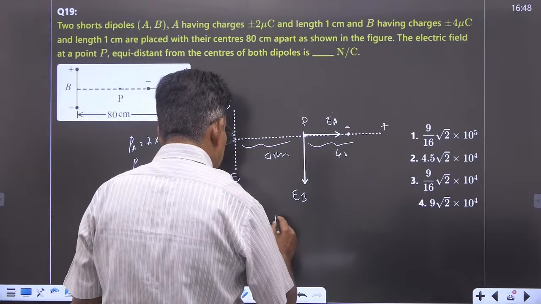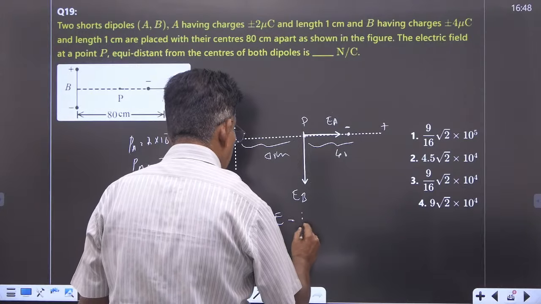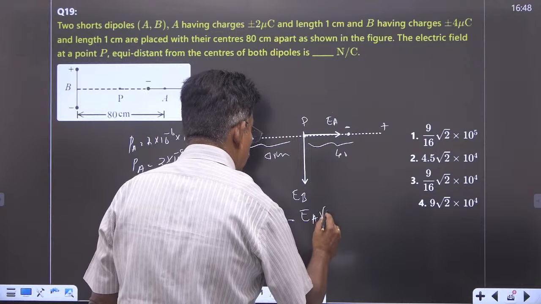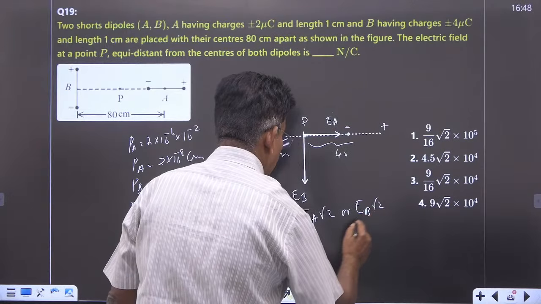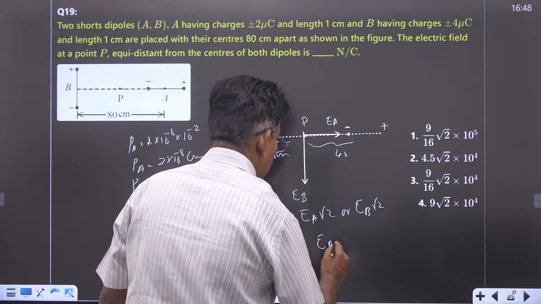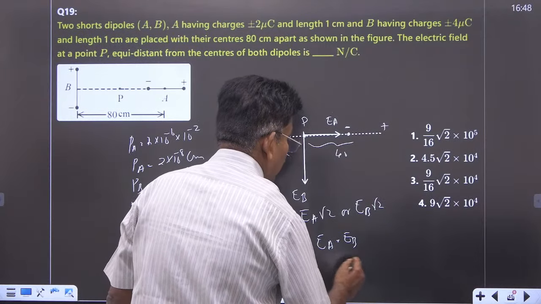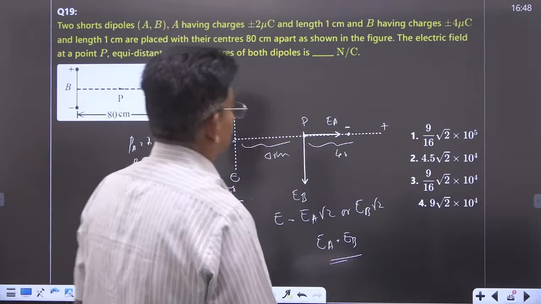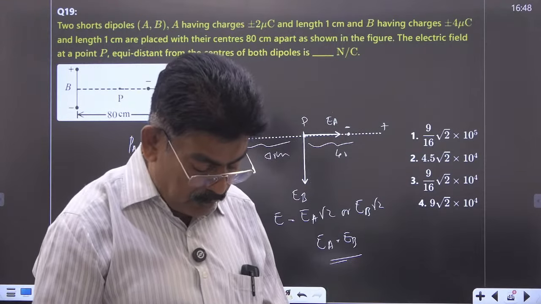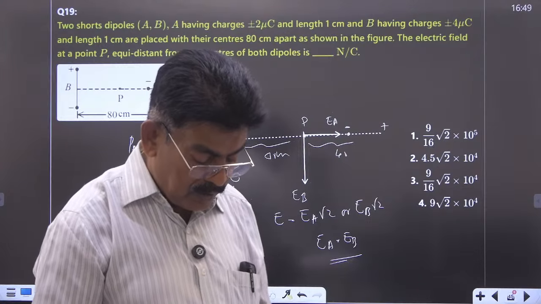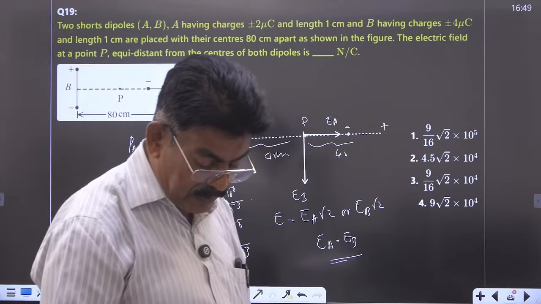Therefore, the resultant field will be EA root 2 or EB root 2, because EA is equal to EB. Yes, we can work it out from this. I think the answer is coming to be 3. 3 is the answer coming.